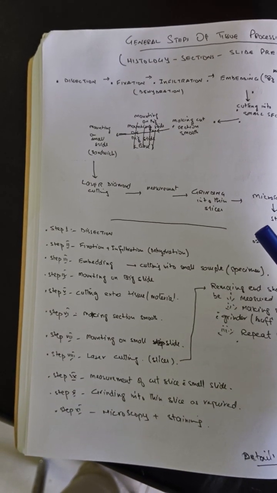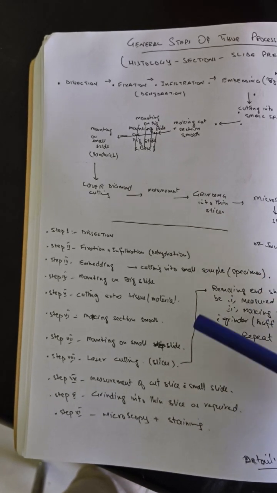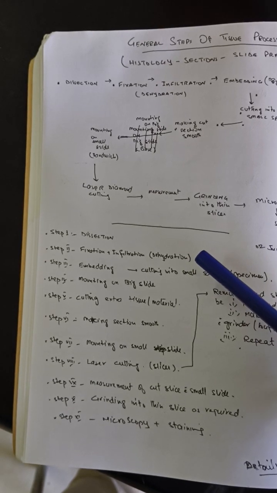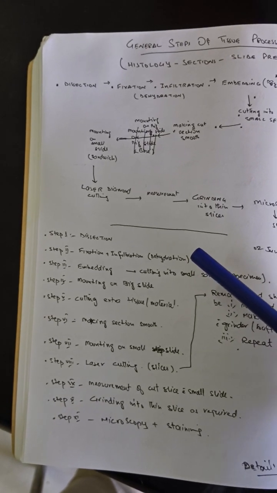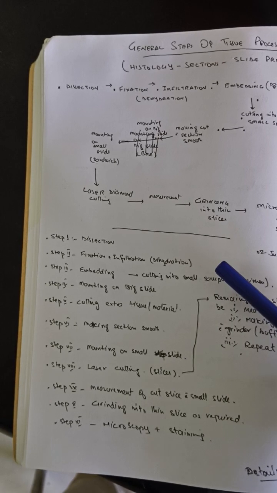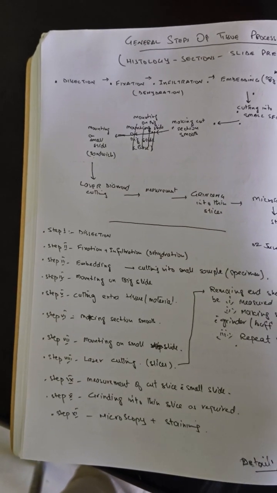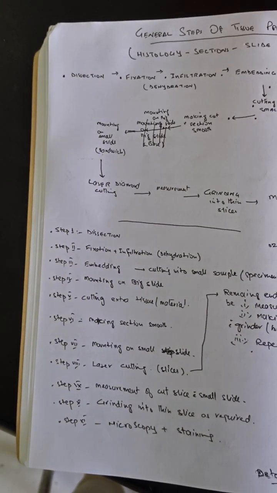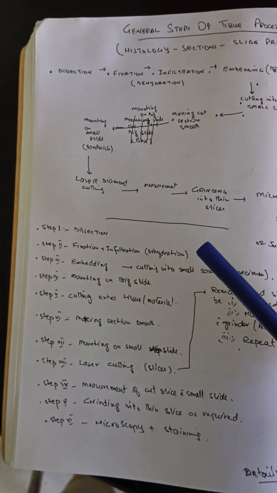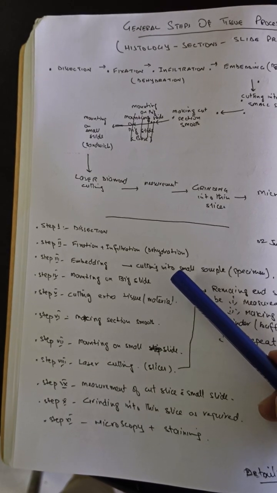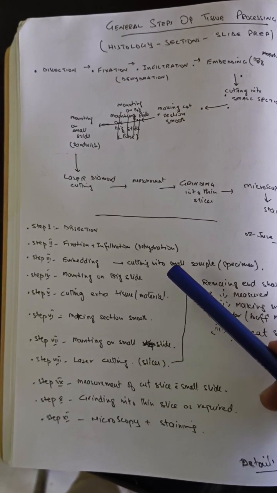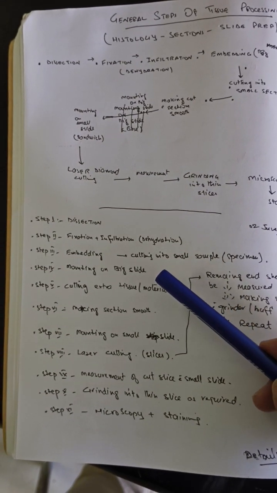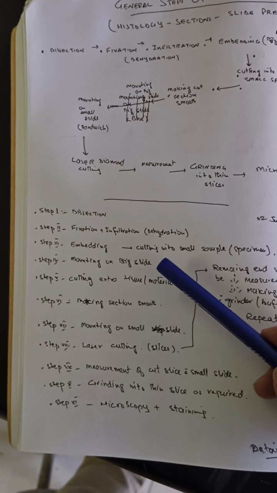I will show you this machine after my explanation from this page of paper. Then the second step is fixation. We use fixation and infiltration to stop the biological degradation processing and bacterial growth and put this tissue in actual state. So after fixation, we do embedding into any resin or paraffin wax. Then we mount it on a big slide.